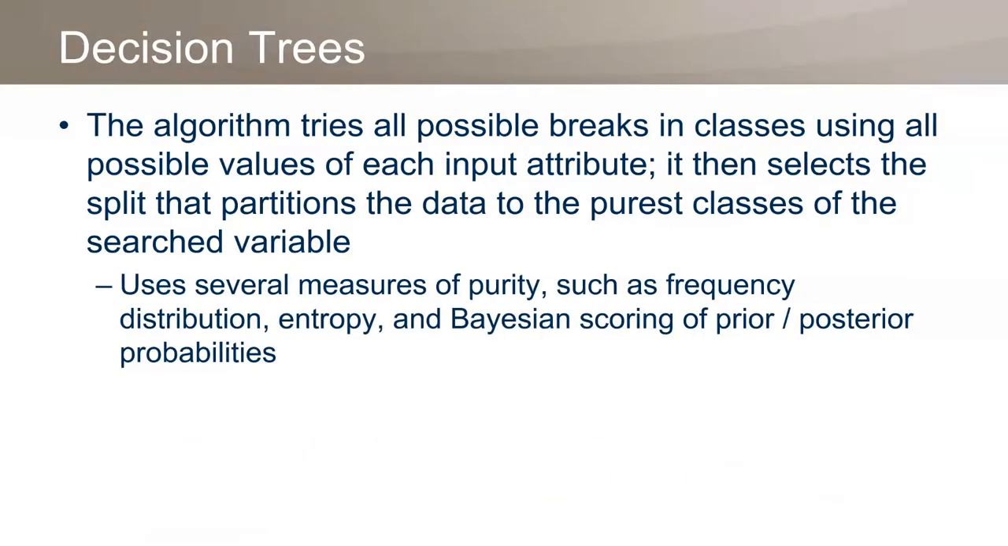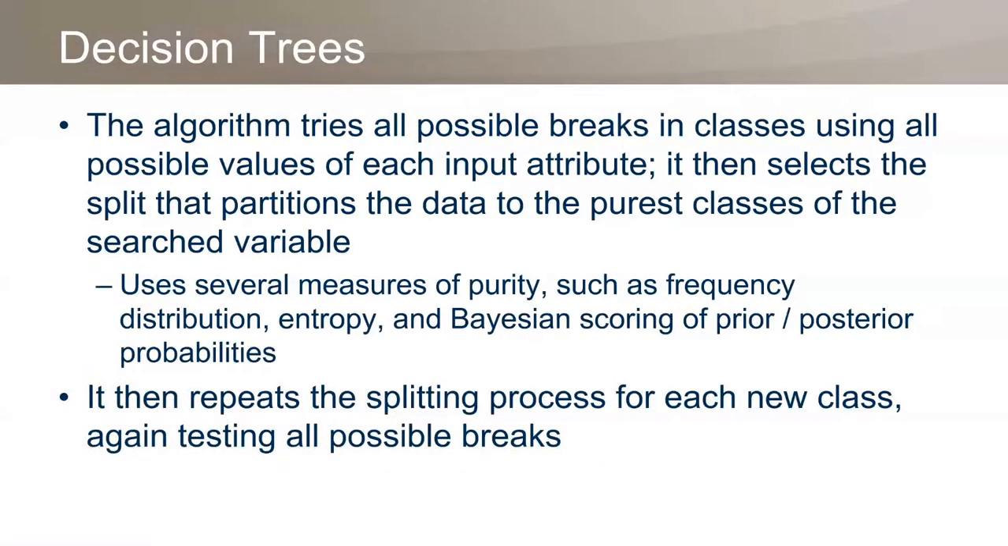This could become more complex, but typically if you have only true and false for the target variable, you can just calculate the frequency distribution or the probability for each state. If you have more states, then probably entropy and Bayesian scoring could be better. And then you repeat the splitting process and continue and continue. You have to stop somewhere, otherwise you get results that are too good to be true.